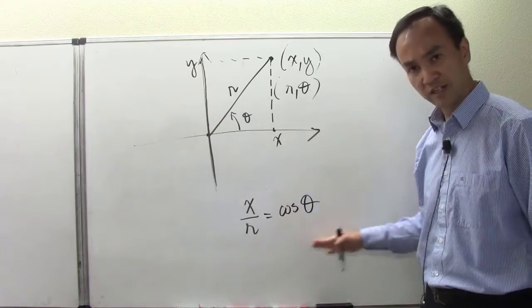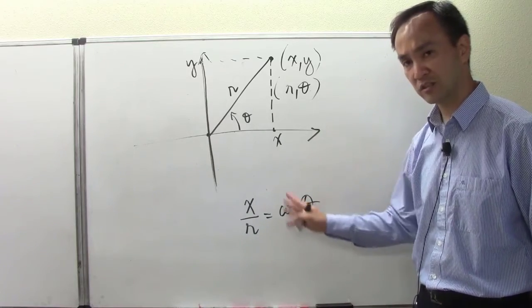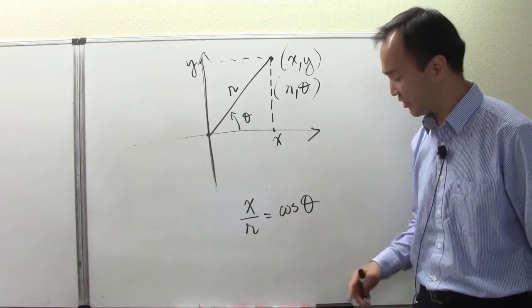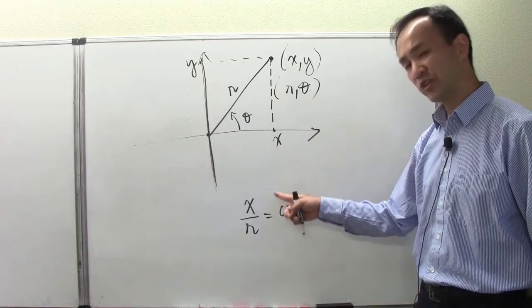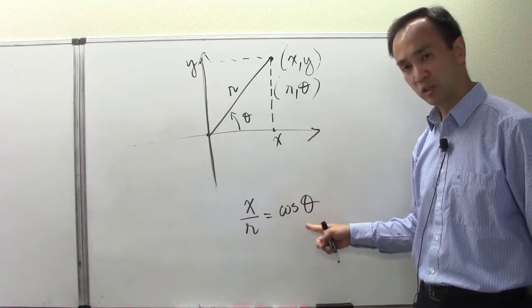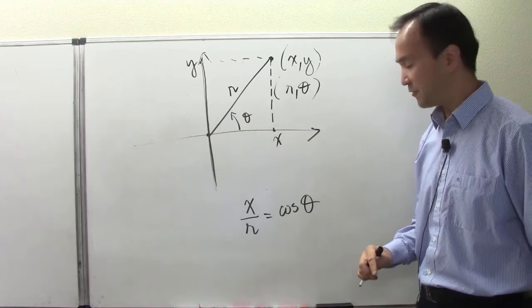This is our understanding from trigonometry. Allow me to not go too far back into trigonometry, but x over r is famously known from trigonometry, that equals cosine theta, where theta is located like that. Okay, it's defined like that.